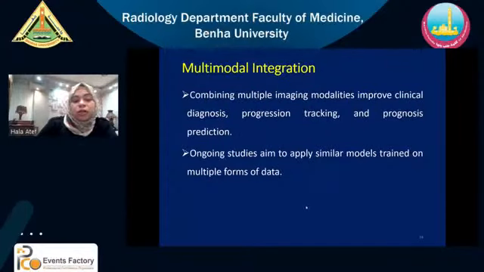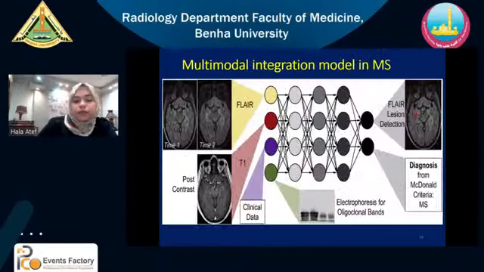Multimodal integration is combining multiple imaging modalities to improve clinical diagnosis, progression tracking, and prognosis prediction. Ongoing studies aim to apply similar models trained on multiple forms of data.